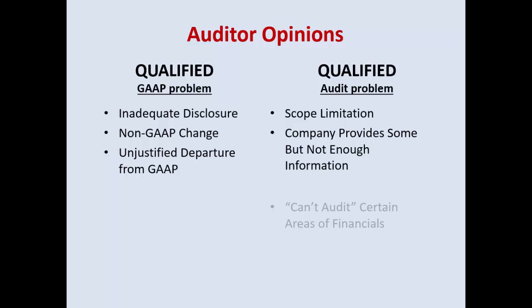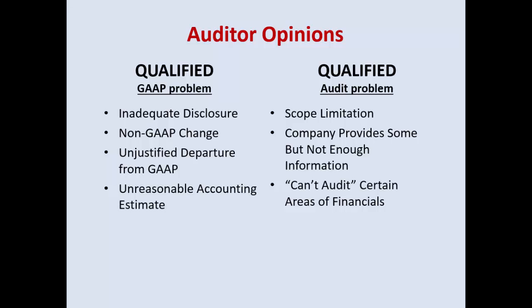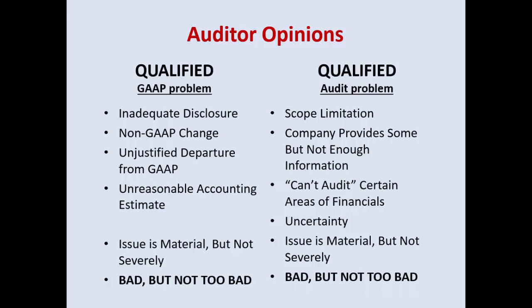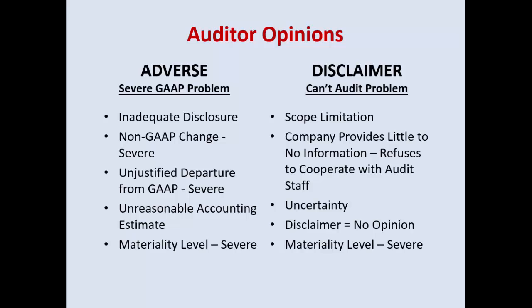Unjustified departure from GAAP and inadequate disclosure would be GAAP problems. An audit problem may be a scope limitation. They don't have access to everything. The company provides some but not enough information, so you can't audit certain areas. That's not necessarily a GAAP problem. That's an audit problem. So here are some examples of the differences. If it's qualified, it can be either of the two, a GAAP problem or an audit problem. It's usually a material issue, but not severely material for qualified. So it's bad, but not too bad. Overall, the financials are in compliance with GAAP, except for maybe one or two areas.